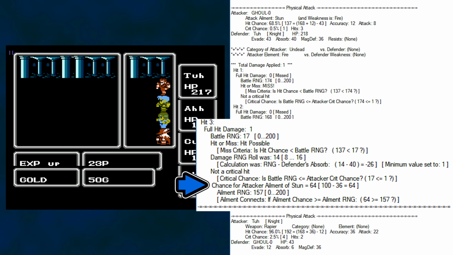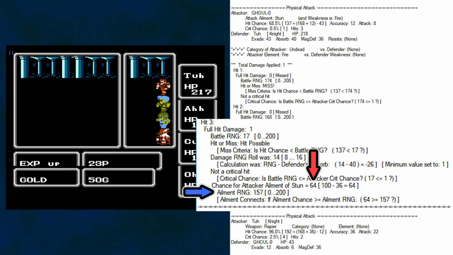The ghoul has a chance to stun. RNG is involved here. For ailments, the calculation starts at 100 and then has the defender's magic defense subtracted from it. See, I told you this stat would figure in at some point. So 100 minus 36 for our knight results in 64.